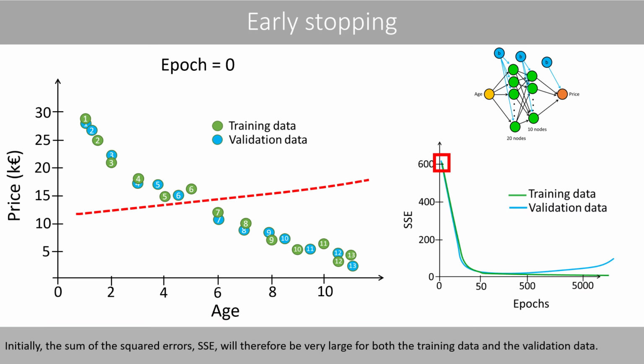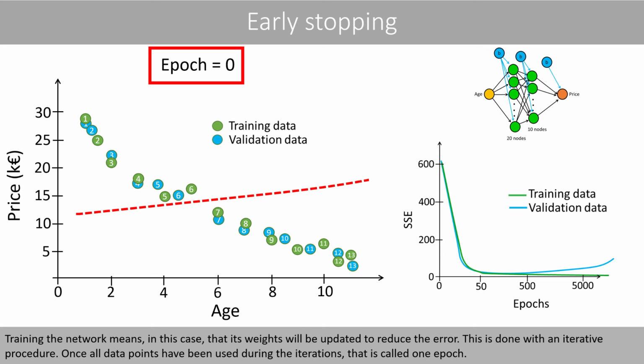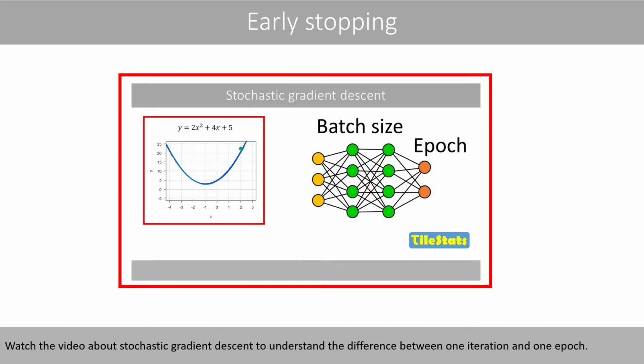Initially, the sum of the squared errors, SSE, will therefore be very large for both the training data and the validation data. Training a network means, in this case, that its weights will be updated to reduce the error. This is done with an iterative procedure. Once all data points have been used during the iterations, that is called one epoch. Watch the video about stochastic gradient descent to understand the difference between one iteration and one epoch.